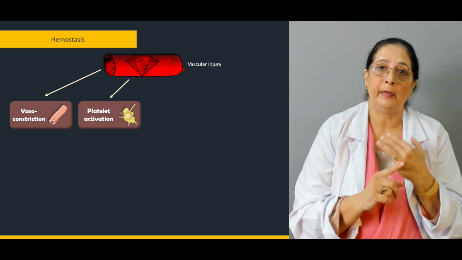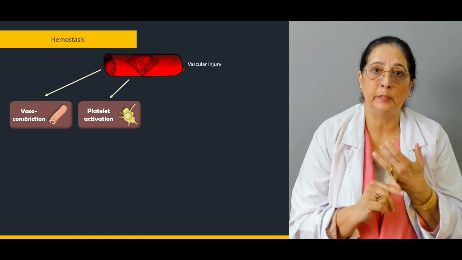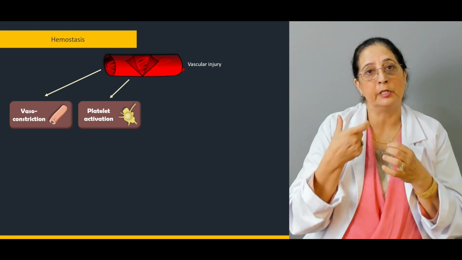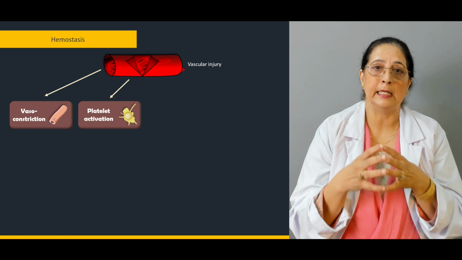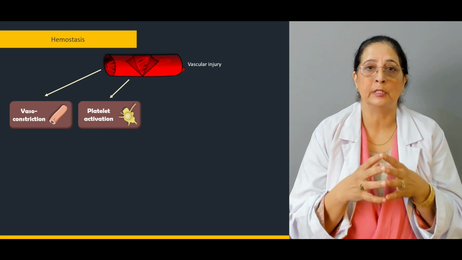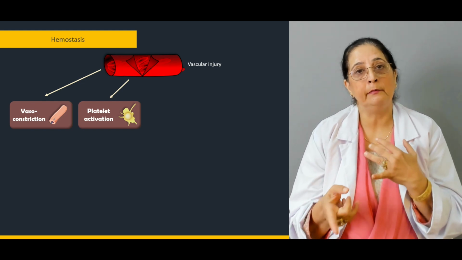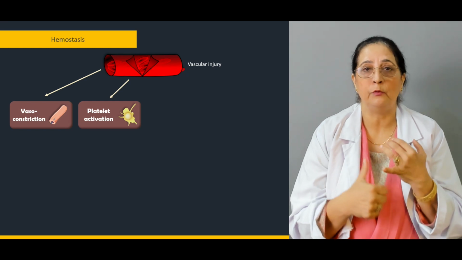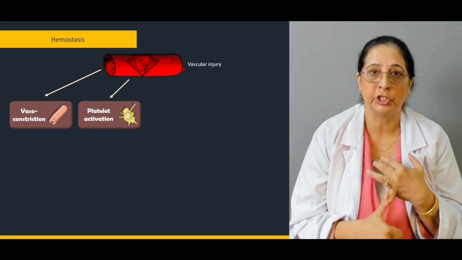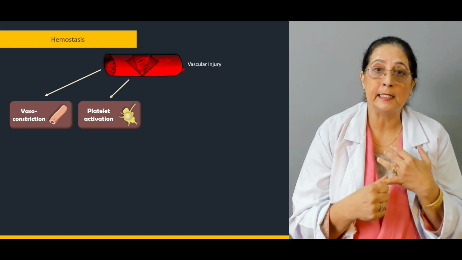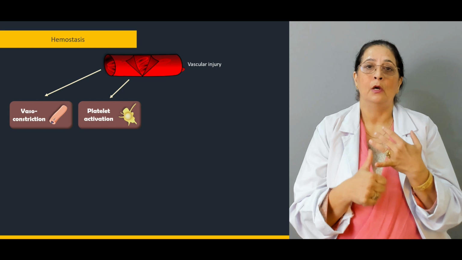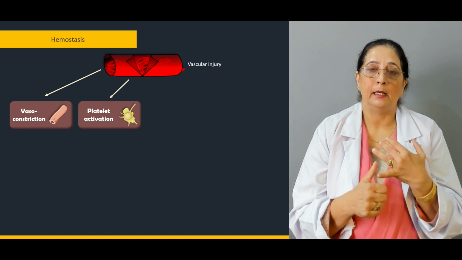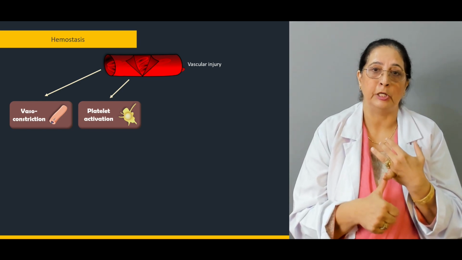So the first step after the injury to the blood vessel is vasoconstriction, narrowing of the blood vessel, which plays an important role in hemostasis. After the vasoconstriction, we have platelet activation; platelets are the cells responsible for controlling the blood loss or causing the blood clot formation.